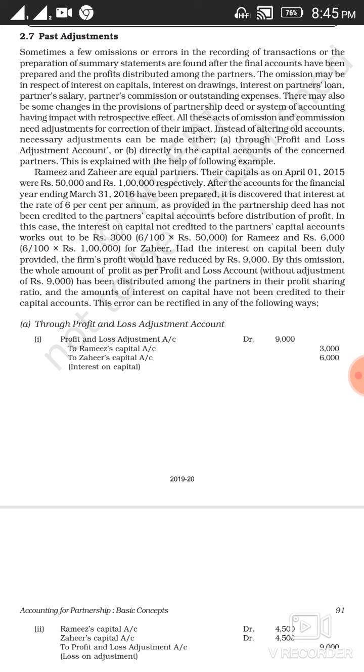Now how are you going to rectify it? So profit and loss adjustment account debit to Ramiz's capital account 3,000 and to Jahir's capital 6,000.